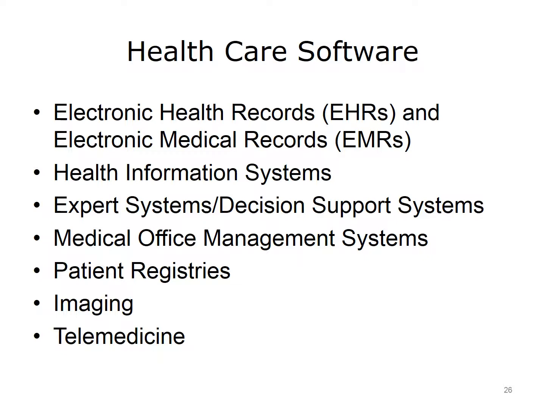Expert systems and decision support systems use AI to analyze knowledge and make decisions as a human expert would. Medical office management systems also include management features such as scheduling and billing. Patient registries are datasets relating to a particular medical issue or population that are used to track changes in patients over time. They often provide a more global view over all patients than EMRs can. Imaging and telemedicine are technologies available in healthcare to improve care. Let's explore some of these applications in more detail.